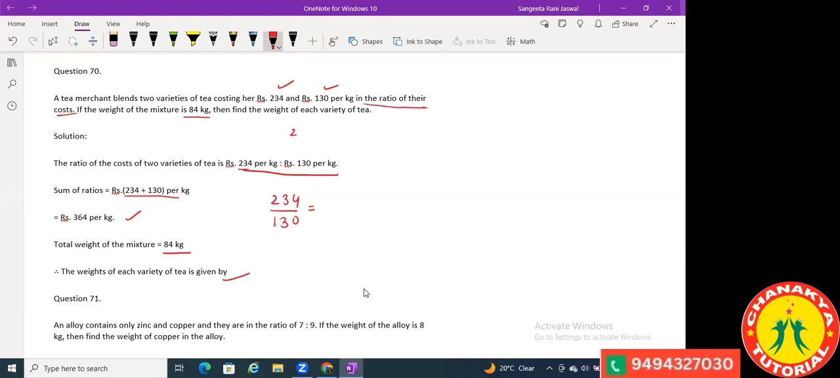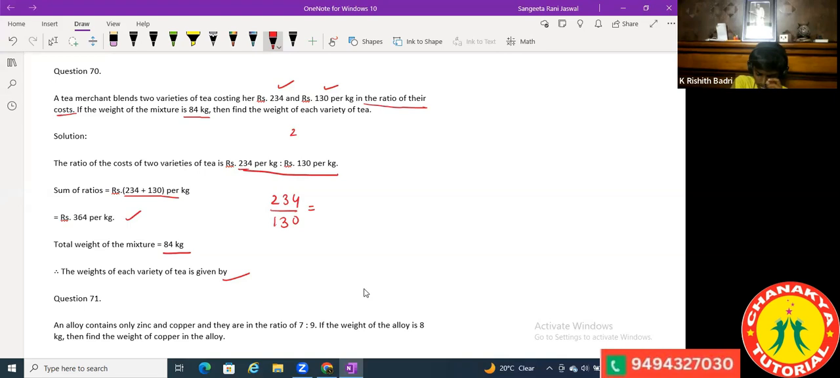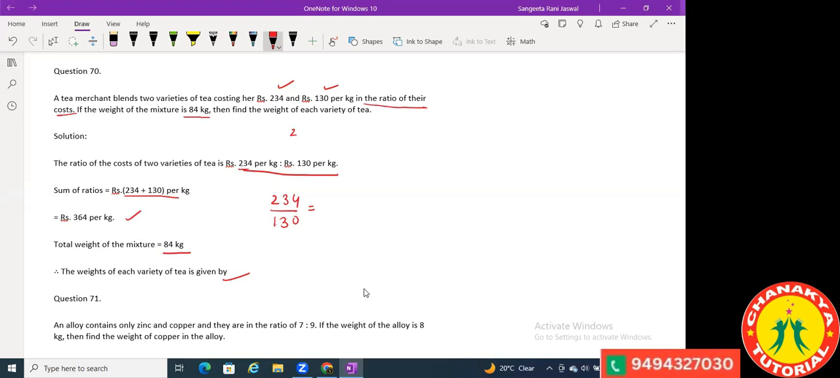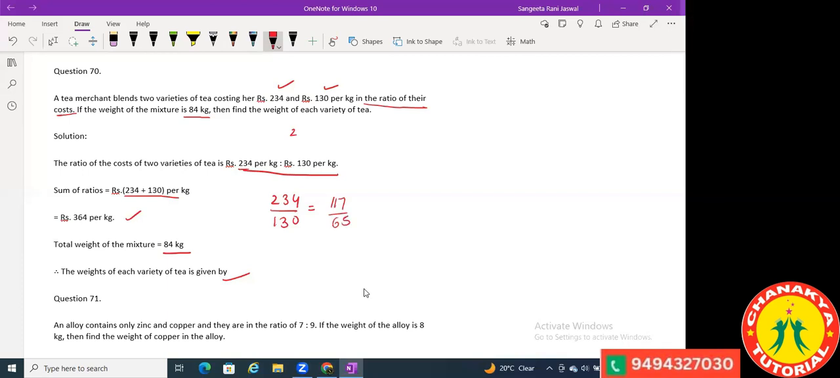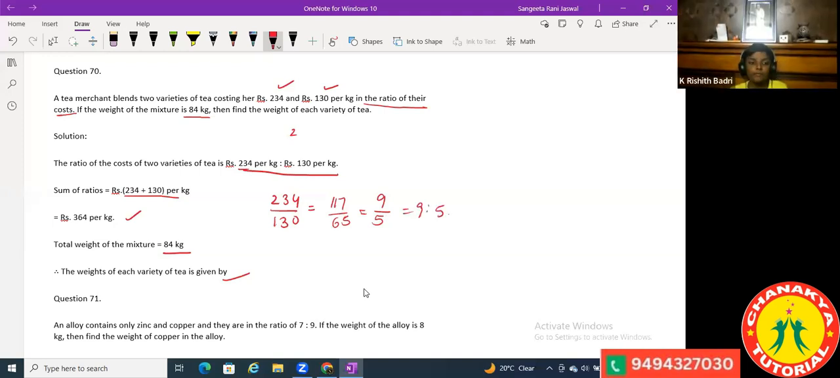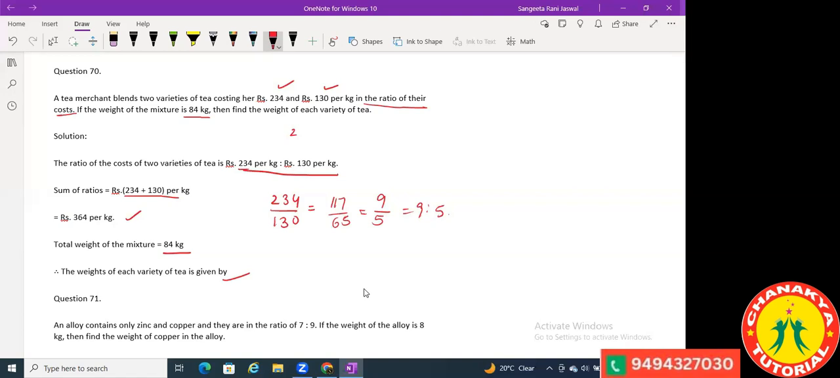Ma'am, I'm getting the answer as 117 is to 65. So further it can be reduced. Yes, ma'am. It can go with the table of 13. Reduce it further. So with 13, when you divide, you get 5 here and 9 here. So that's 9 is to 5. Yes, ma'am. Okay. So the ratio you get here is 9 is to 5.